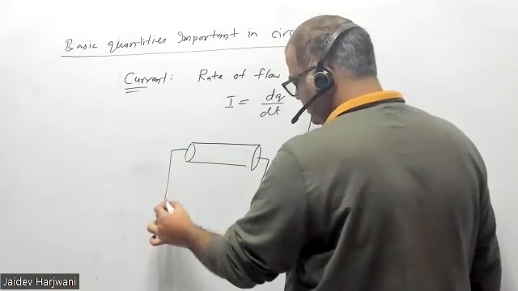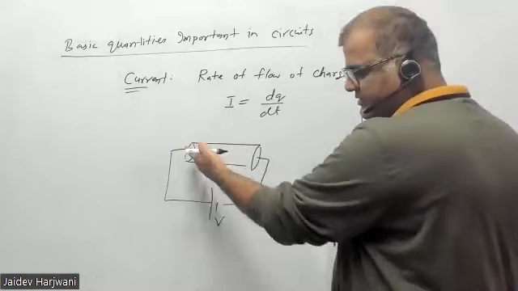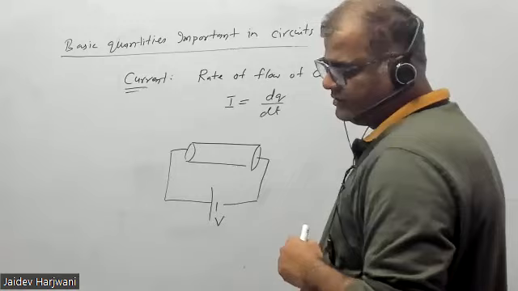Okay. So I'm applying a voltage here, a source. Now I want to set up a current here. Of course, if you want to set up a current, the charge is present in the conductor and you want to apply a force in the conductor. So in order to apply force on a charged particle, how can we do it?